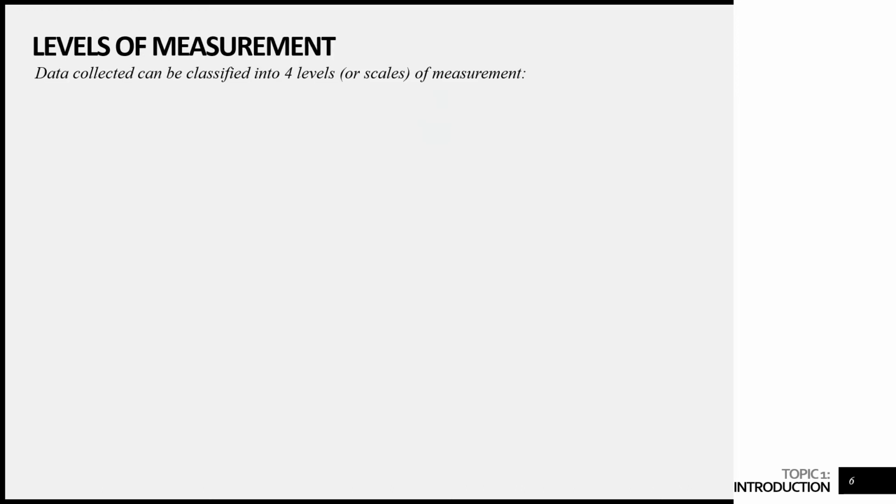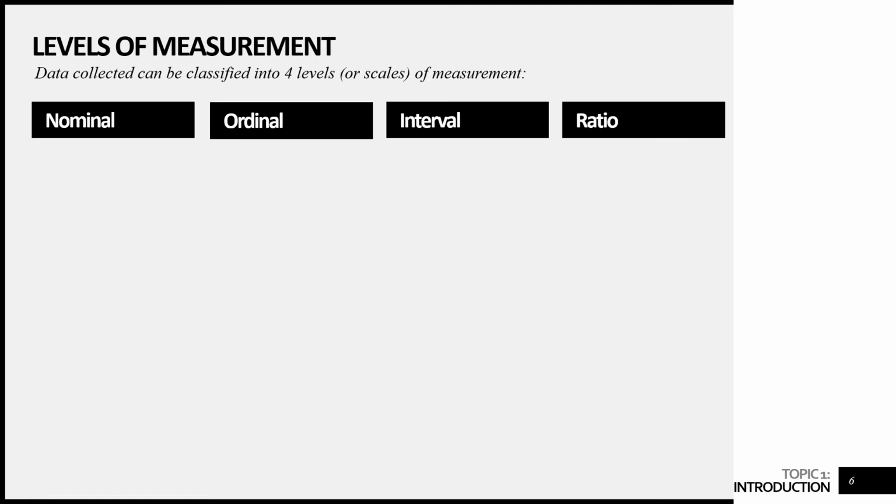Now let's move on to the last part of our first lecture, which is levels of measurement. After we collect our data, we would like to organize them in such a way that makes sense to us, right? When we want to organize our data, we can classify them into 4 levels or scales of measurement. They are known as nominal, ordinal, interval, or ratio levels of measurement. So let's look at them in turn.